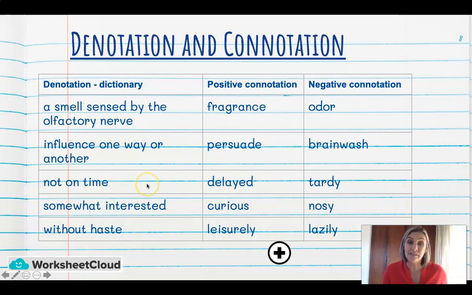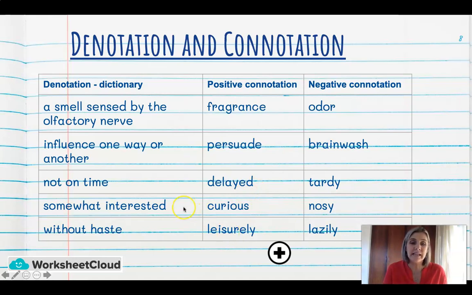Not on time. So if you're late, delayed or tardy. So delayed is the positive. That indicates that something happened that was beyond your control. So a plane was delayed, and so that's why you were delayed. The plane was running late, the flights. If it's tardy, that sort of indicates a negative connotation to the word. In other words, you were lazy in some way, and it was your fault. So it wasn't without you being responsible.